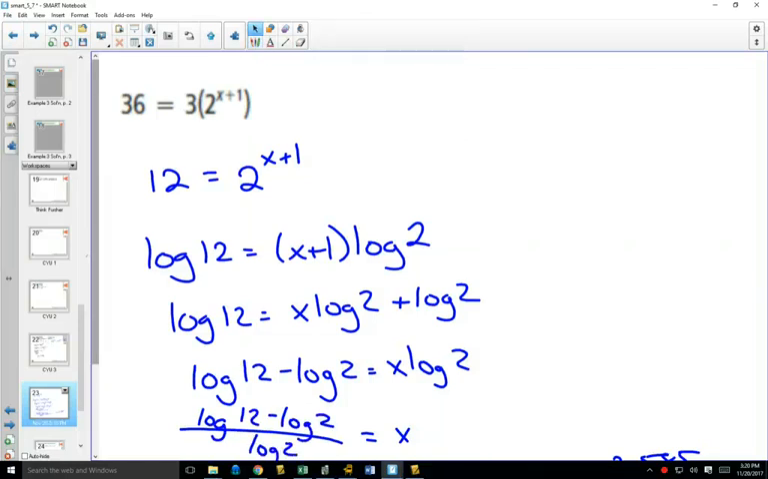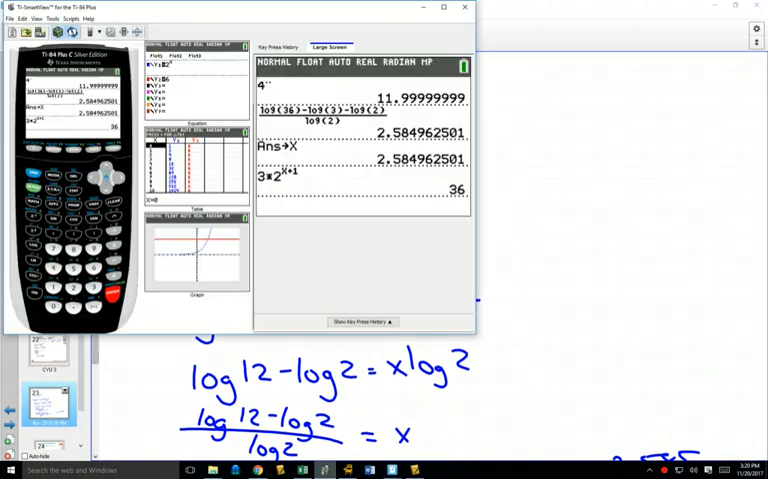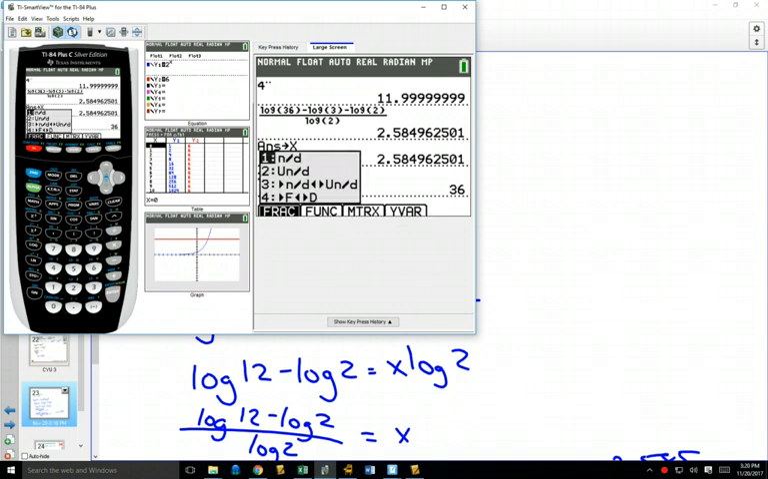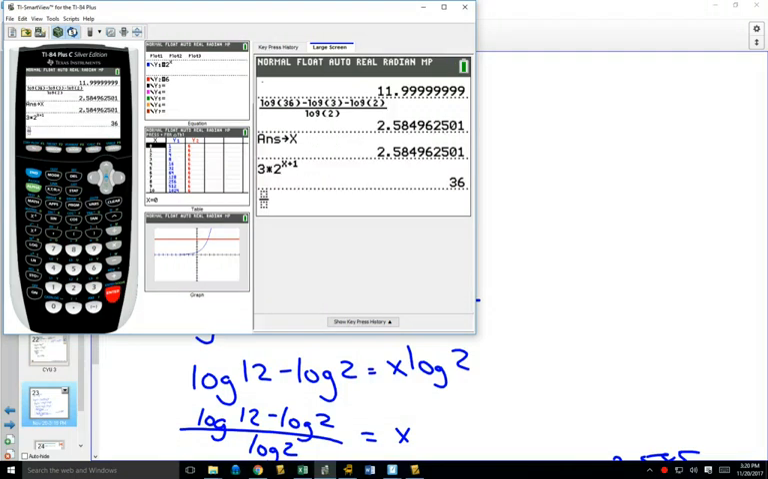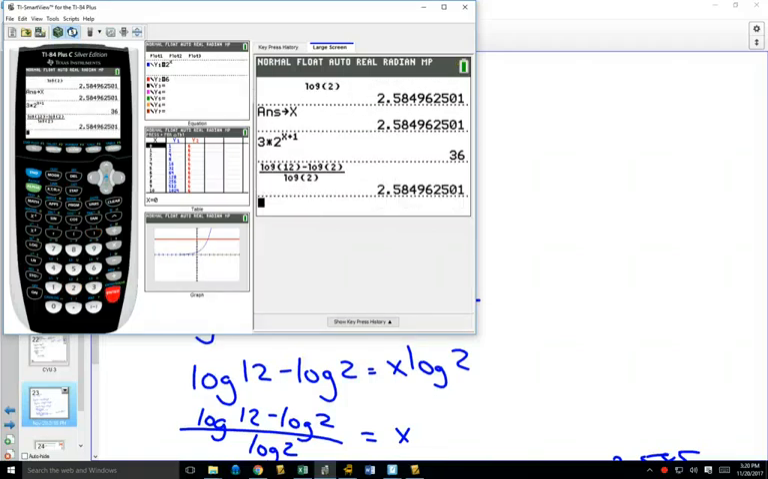Log 12 minus log 2 divided by log 2. Just a quick check, does that come out to the same thing? Log 12 minus log 2 divided by log 2. 2.585. Perfect. Same answer as before. So sometimes if you can simplify your equation earlier, then it can make your life even easier.